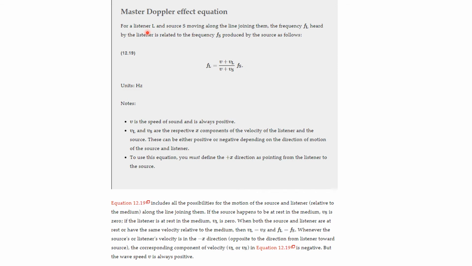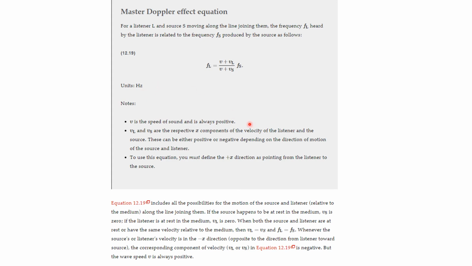So for a listener L and a source S moving along a line joining them, and by the way, in ultrasound it's not always along a line, and you'll see that in the other video that I show you and in our classroom discussion, the frequency F sub L heard by the listener is related to the frequency F sub S produced by this master equation. So F sub L is equal to V, the speed of the sound, plus the velocity of the listener, divided by V plus the velocity of the source, times the frequency of the source. The units of these things are going to be hertz because they're frequencies.